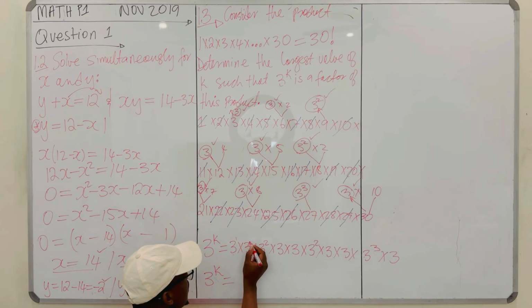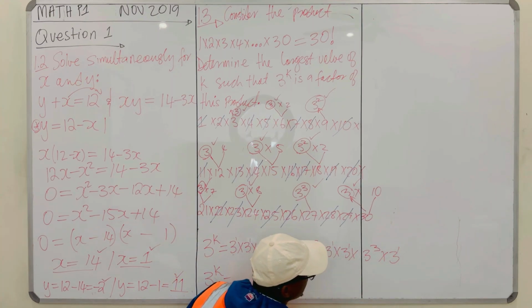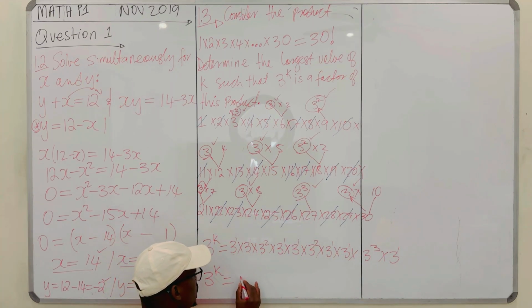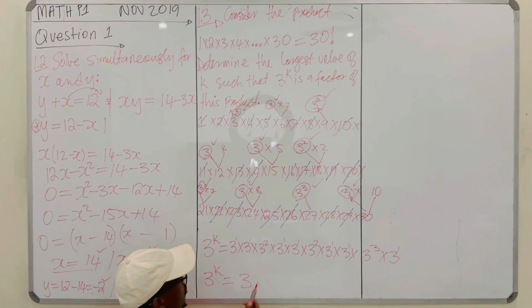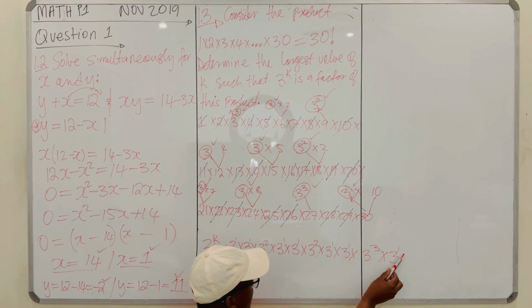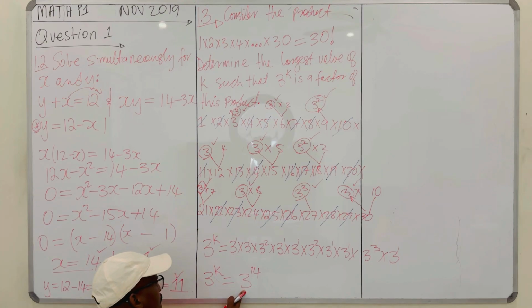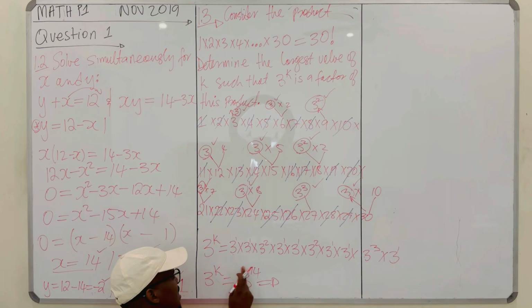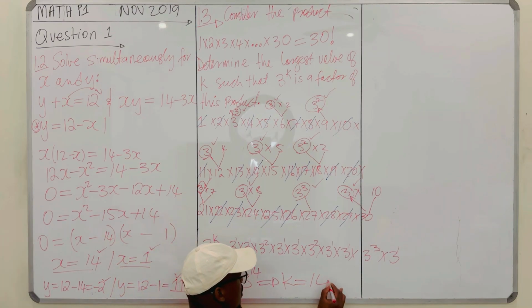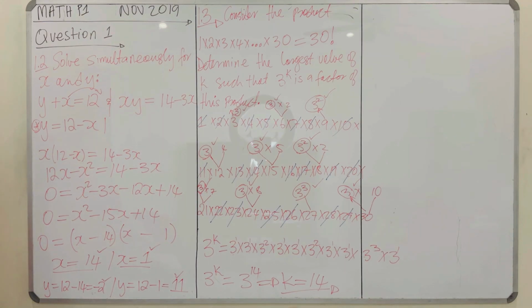So this is 3 raised to 1, raised to 1, raised to 1, and so on. Right? The bases are the same, so we'll take one base and add the exponents. If you add the exponents, it's 1, 2, 3, 4, 5, 6, 7, 8, 9, 10, 11, plus 3, so that's 14. So it's 3 raised to 14. If these two are equal, and the bases are the same, which means your exponents need to be the same as well. So your k should be equal to 14. So in that way, we are done with this question.